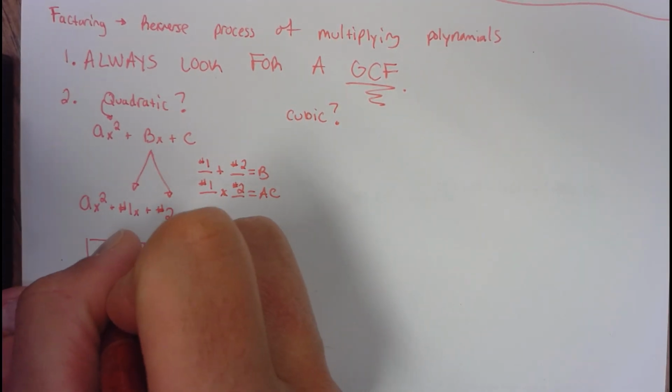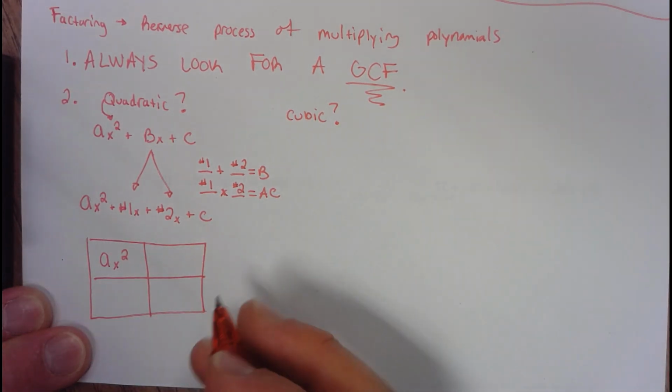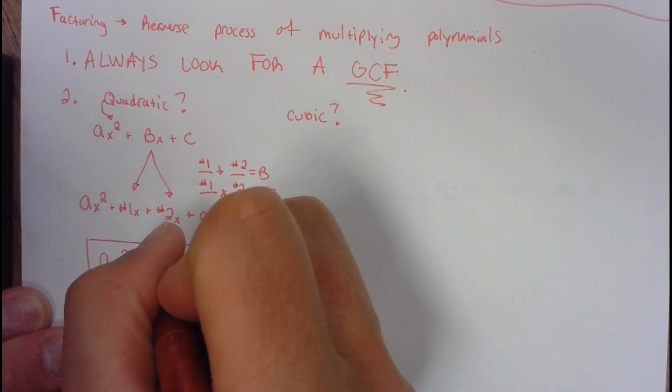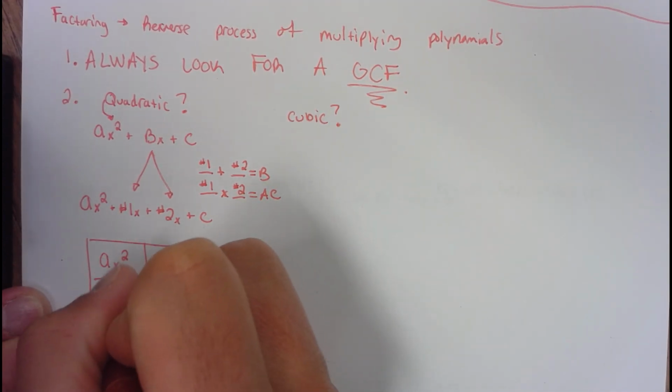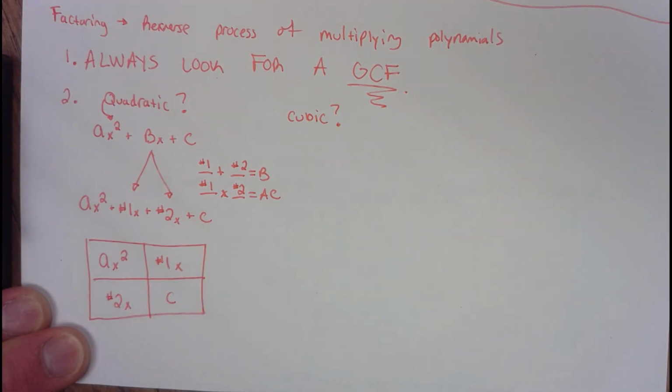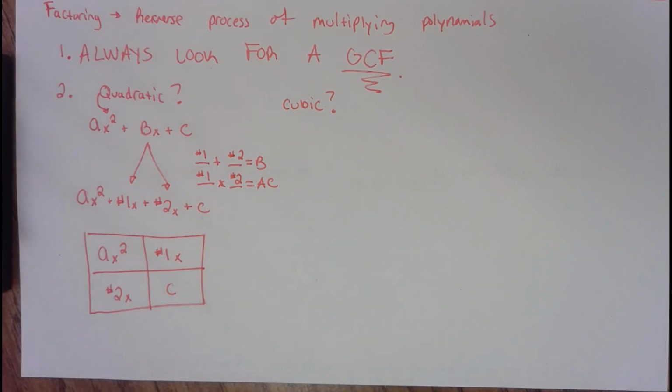So ax squared, always in the top left. Constant term, always in the bottom right. And then the other 2, it does not matter. So number 1x and number 2x. You've got the sheet right there. And then you need to find the outsides to do the factoring from there.